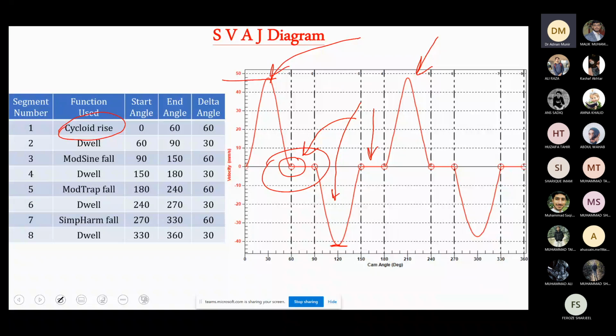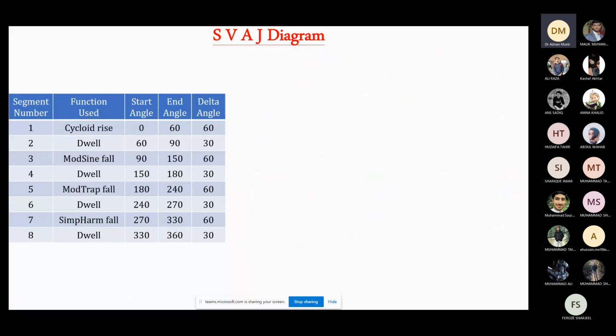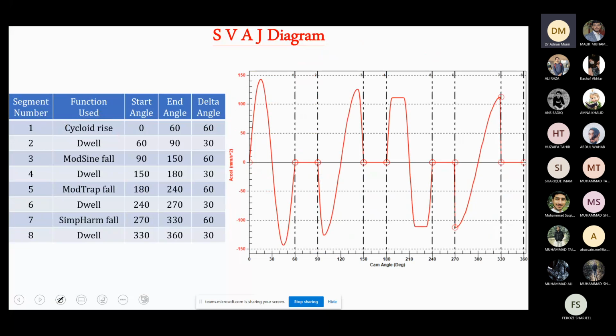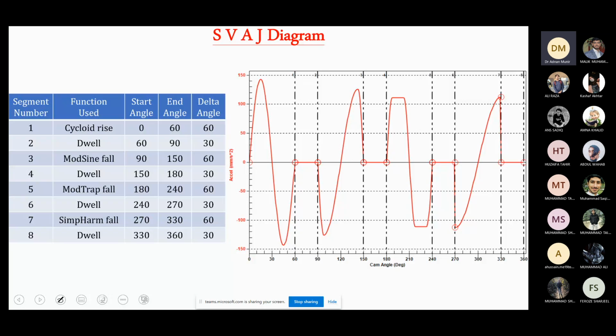Okay, so now if we want to get the acceleration from here, we can again differentiate the velocity function with respect to time, and that will give us the acceleration. Now you can see that this is the acceleration versus cam angle diagram. In this case, the acceleration is increasing first, reaching its peak, decreasing, reaching its lowest value, and then going back to the initial position, and then followed by a dwell, followed by a fall, and then dwell, rise, dwell, and then fall and dwell.